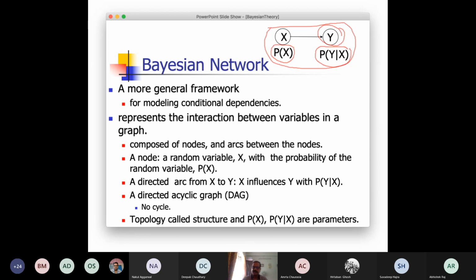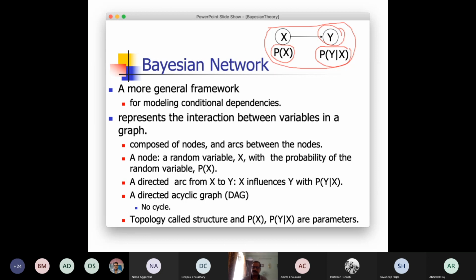So you can represent the probability of X as a table for each discrete value of X. What is its probability? So that the sum of all these probabilities finally becomes equal to 1 in that case.